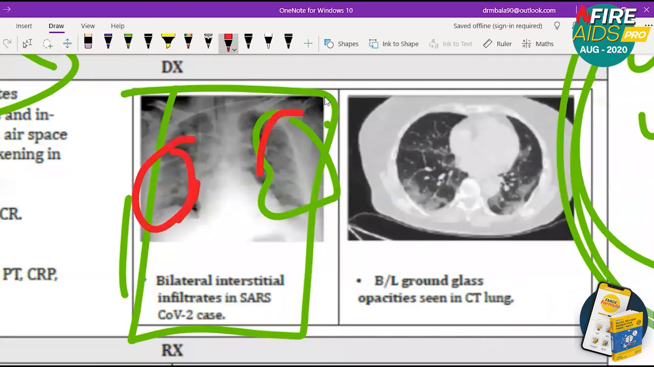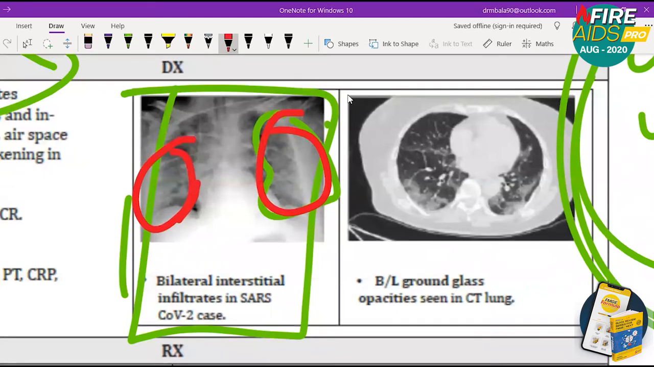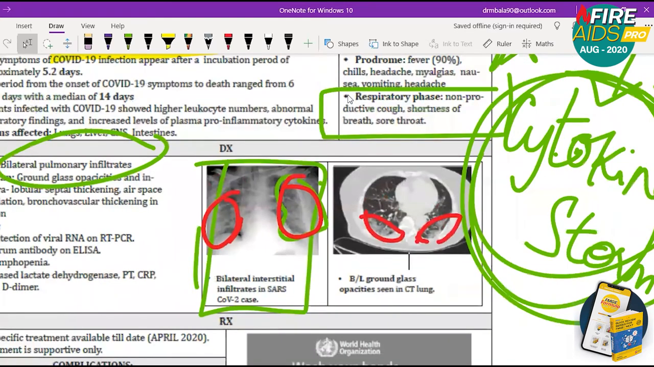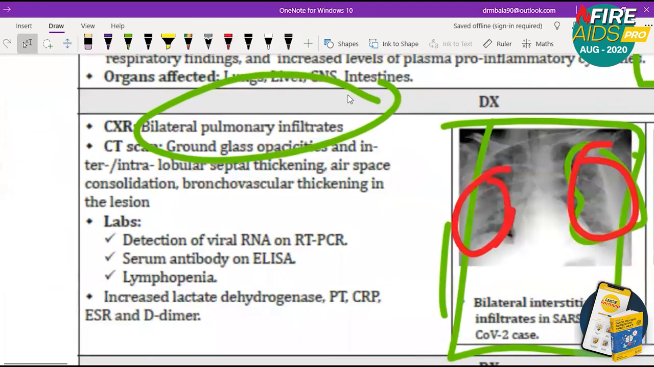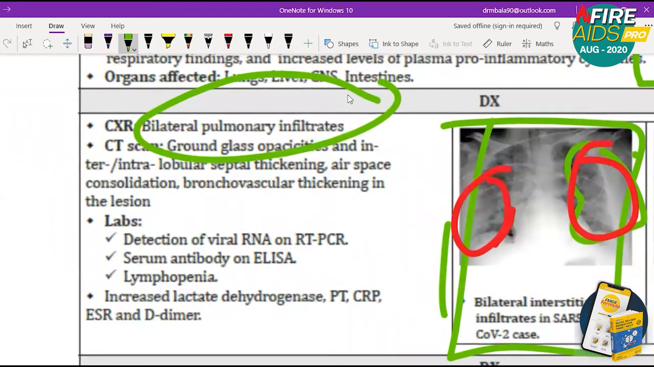This is one of the patients with COVID X-ray. Okay, and this is a CT picture which shows ground glass opacities over here. The ground glass opacities can be seen in CT lung. So these two I just provided, but I would recommend you to see as many COVID-related chest X-rays as possible. You could use Radiopaedia or any other website to check those X-rays and CT scans. So that is very important.